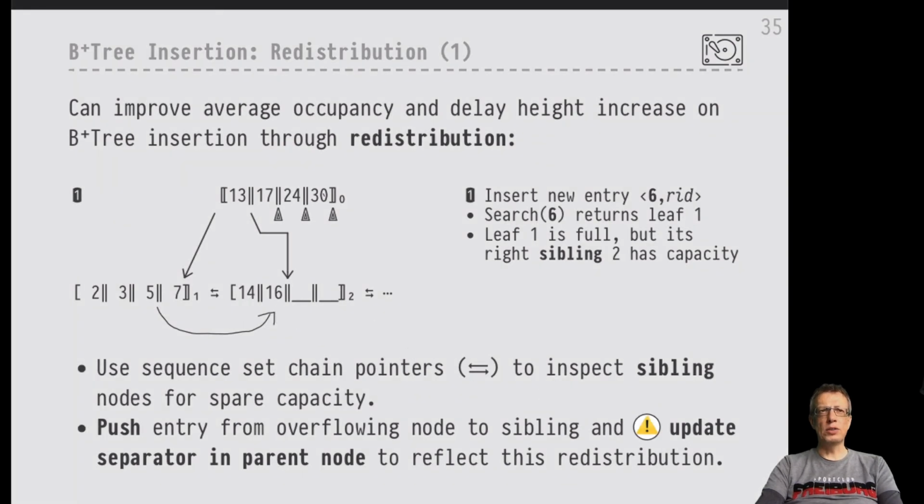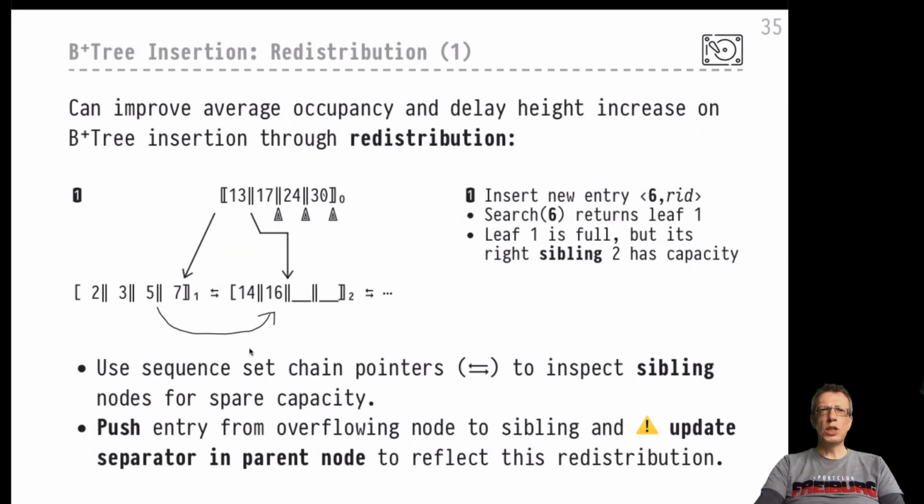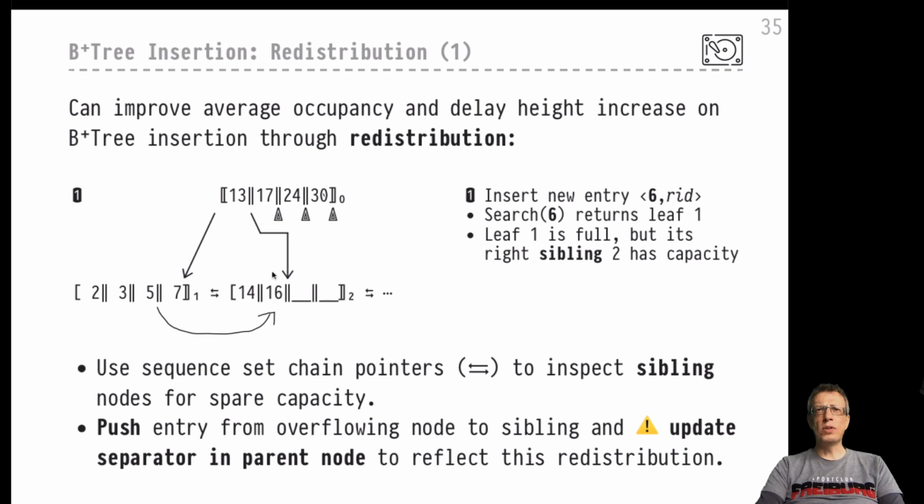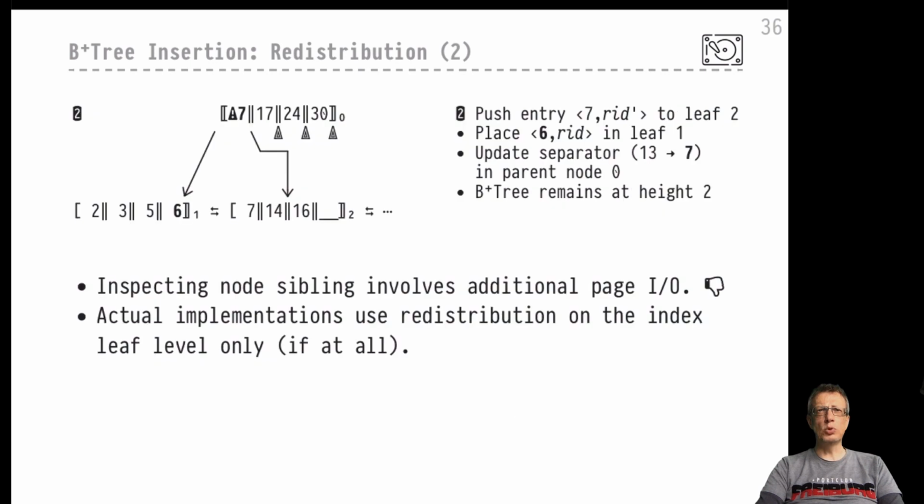And this is extra highlighted here because one could forget about this: we may have to update the separator value in the parent node of these two sibling leaf nodes. So just push over one entry into the right sibling here, but don't forget to update the separator value that might have changed, so that later searches will correctly descend into the left or right leaf here. Okay, so let's see how this works if we enter this new entry 6 and use redistribution. That's shown on the next slide.